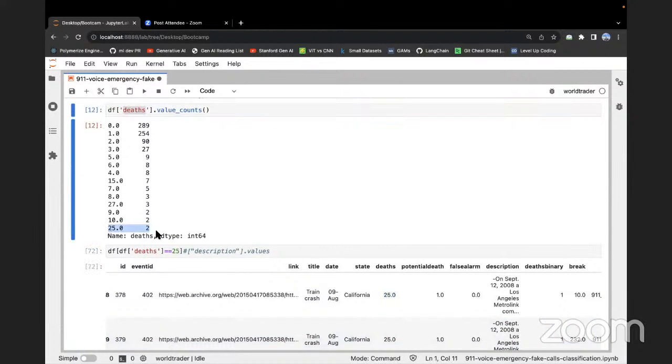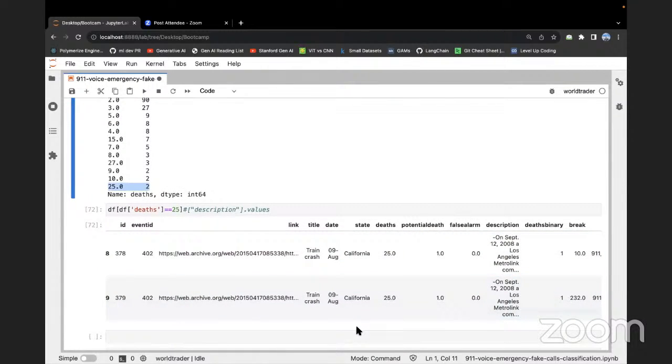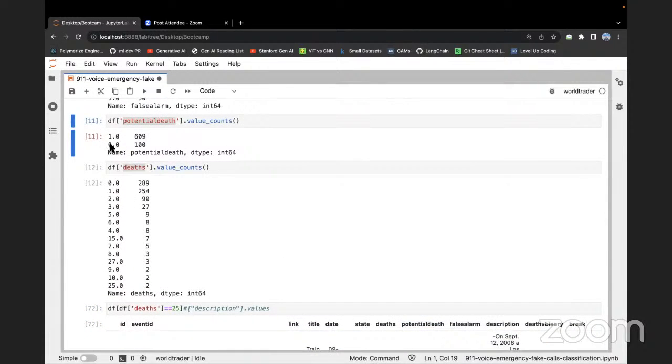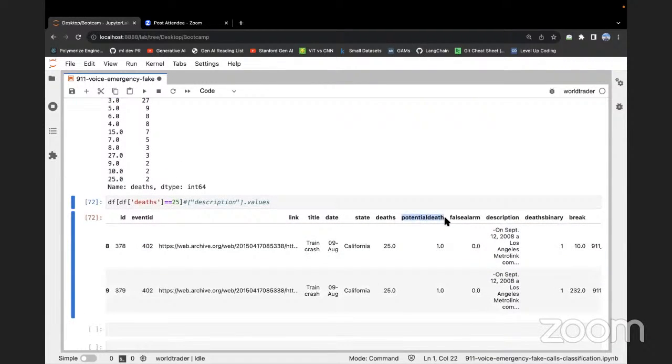Now, whenever this happens, you will obviously ask, curiously, a question. There was a call to 911 where there were 25 deaths. How is that possible? That is what we just explored, right? State of California, false alarm 0. See why? Because this was a true alarm. Potential death here is 1 because one person called, right? According to the person who's listening to it, the potential death was 1 because one person had called. So see, potential death 0, potential death 1. In these cases, potential death is a column that we should ignore. We should focus mostly on false alarm.